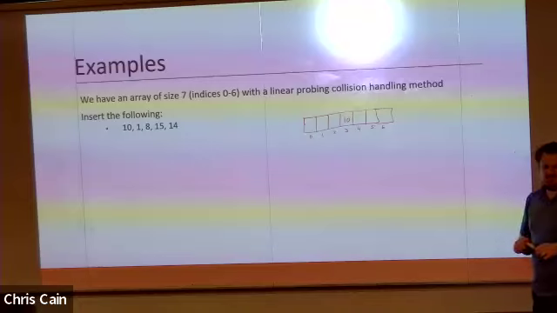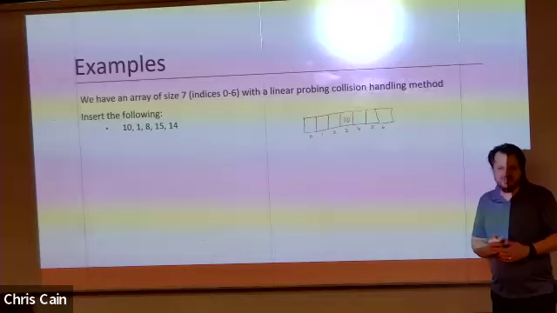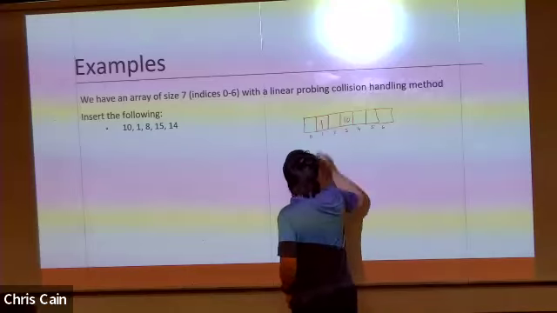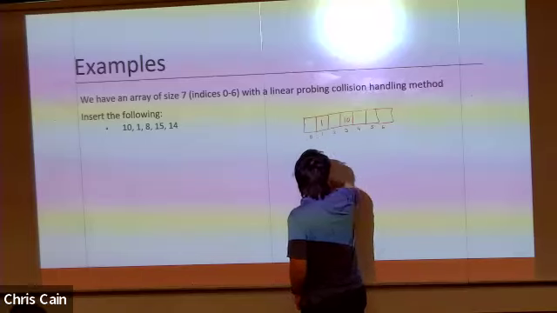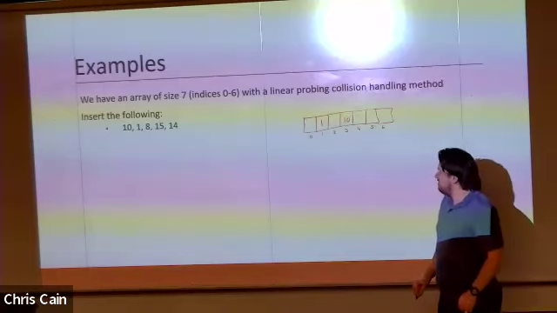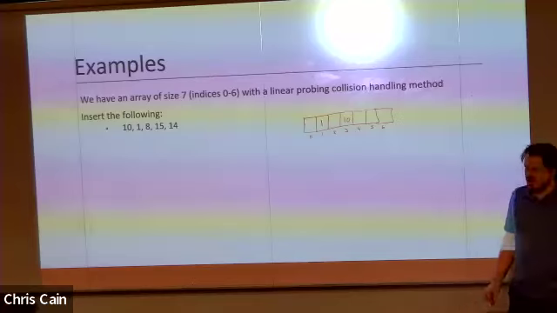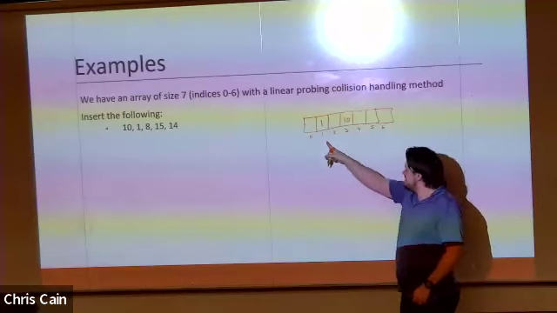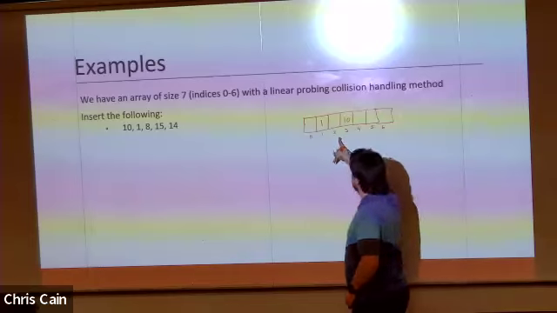What's the next one? What index do we map to? 1. 1 mod 7 is 1. We're going to store 1 at index 1. How about 8? Also maps to 1. What are we going to do about it? 2. We're just going to move to the next one and store it there.